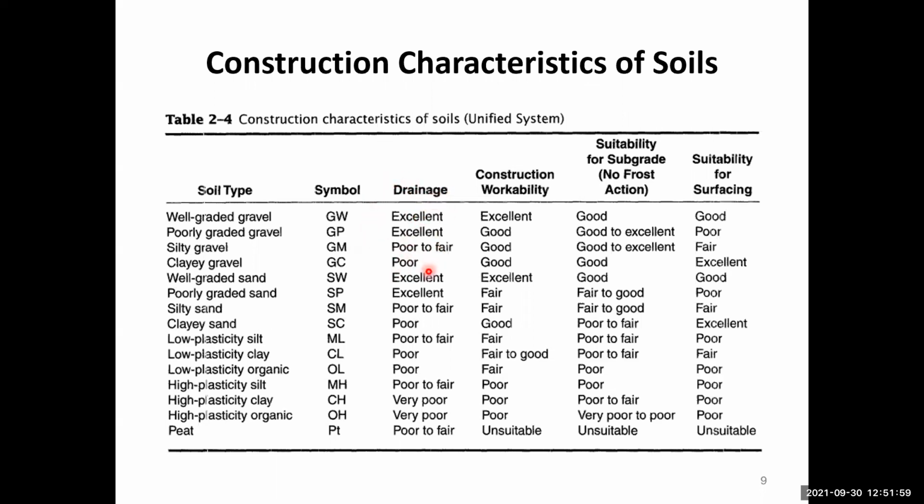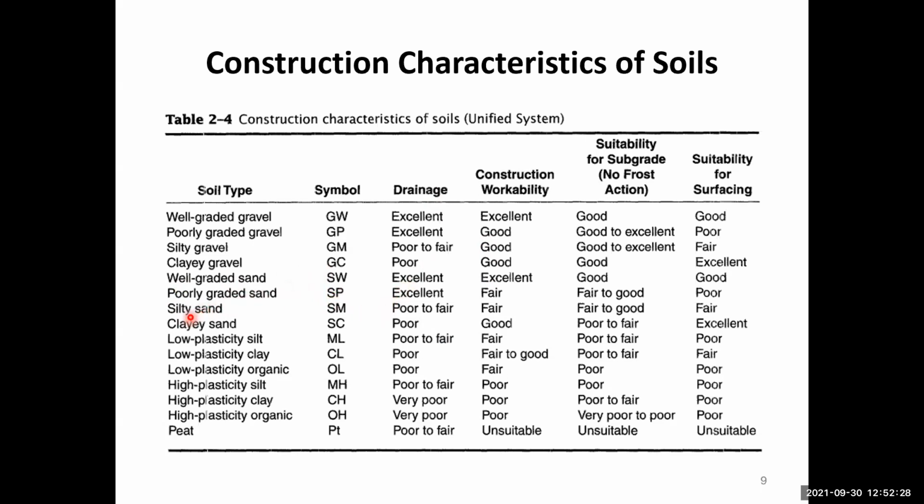But where we don't need the drainage, then we can provide the materials with the poor drainage. Okay. So based on the requirements, we can choose the material. So gravel has four types, and then after that sand. Sand has 1, 2, 3, 4, also four types. So sand also is a well-graded sand and the poorly graded sand. So sand also has the excellent drainage properties.